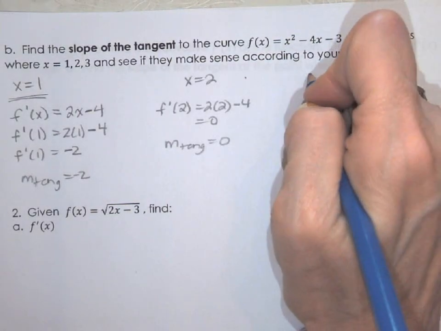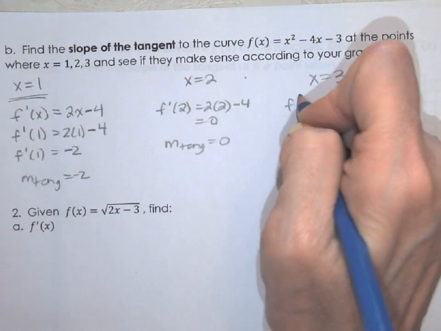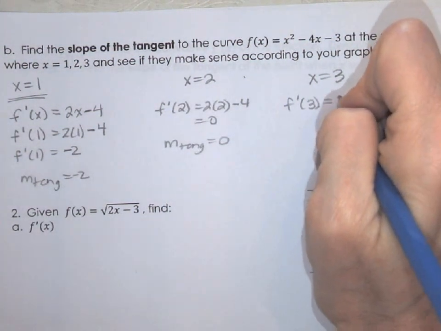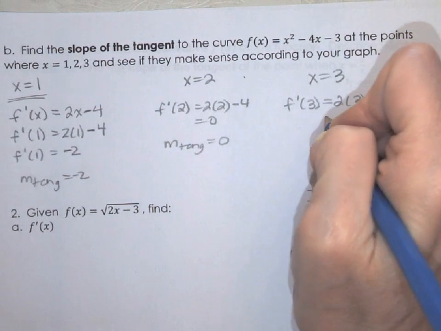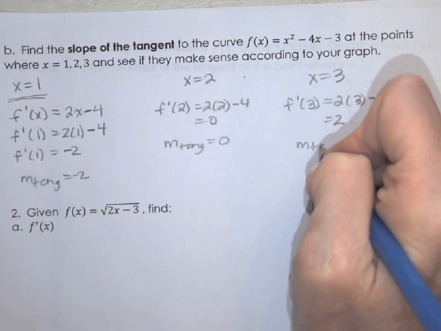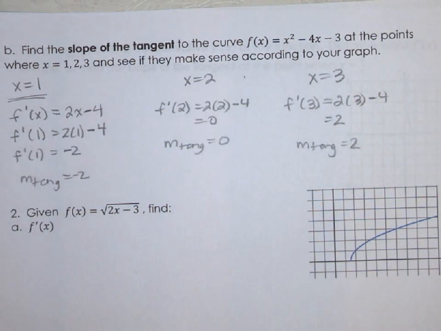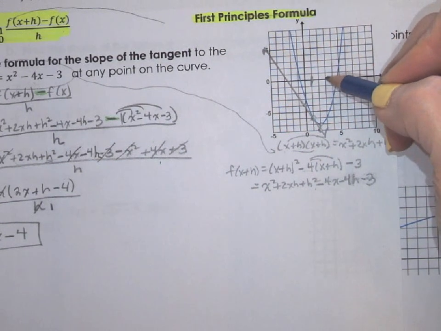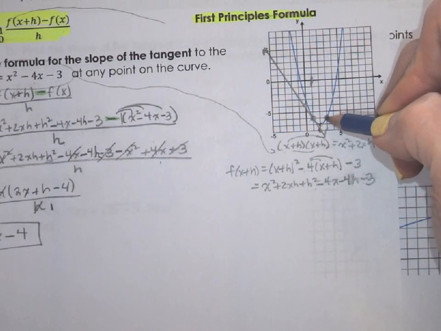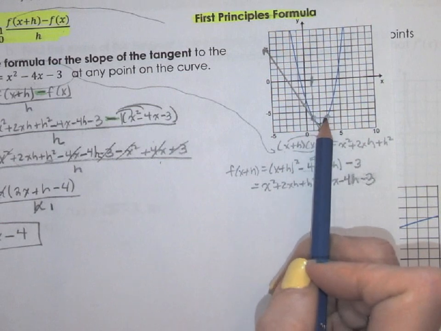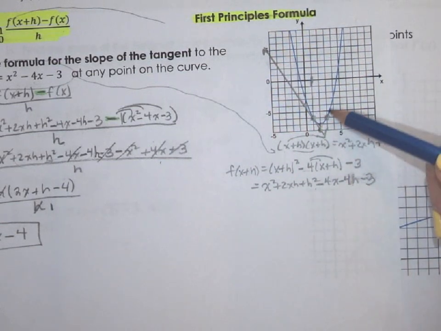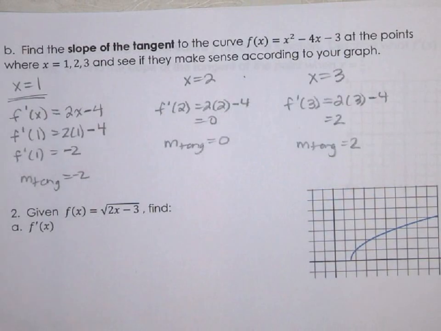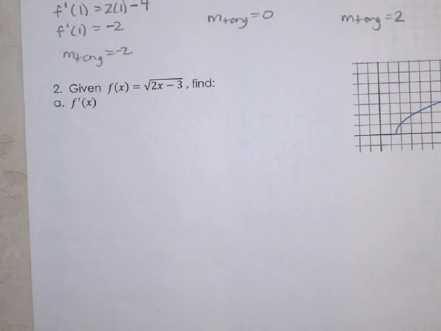And then when x is 3, we'd find f prime at 3 is going to give us the slope of the tangent when x is 3, and that's going to be 2 times 3 minus 4, or positive 2. And then at 3, so 1, 2, 3, we're right here. It's a symmetric point to this one, and this one had a slope of negative 2, and it makes sense that this would have a slope of the tangent of positive 2.